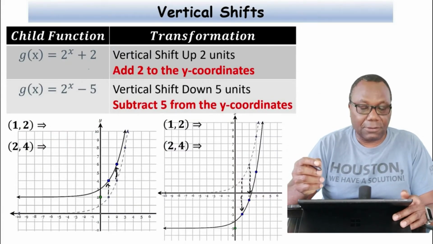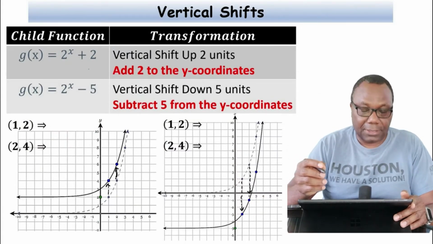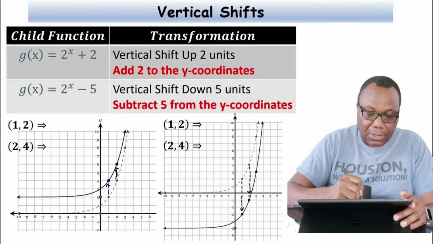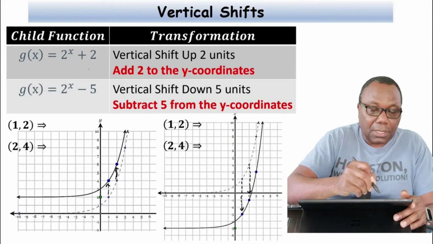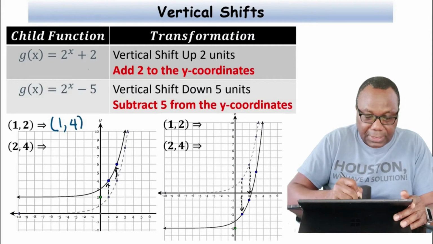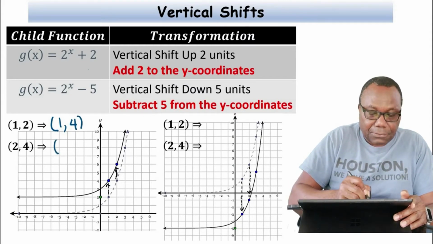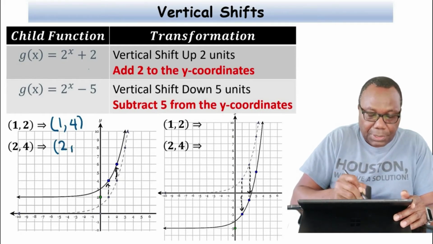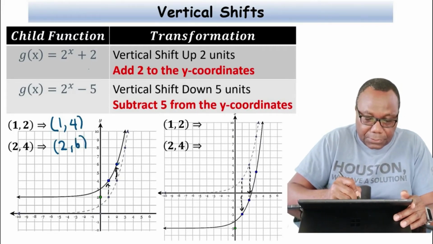This one is pretty obvious. It's not too hard. It's just adding to the y coordinate. So 1, 2 here becomes, the x stays the same. This one becomes plus 2 is 4. You can see there. And then the x stays the same because we are adding to the output 2. And then add 2 to 4 becomes 6. It's right there. It goes to 6.